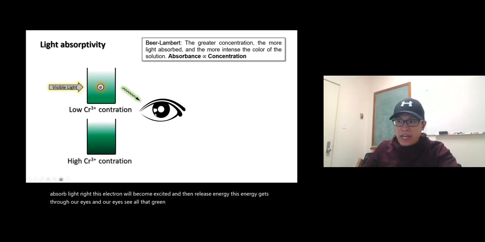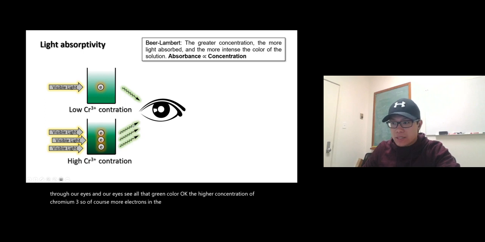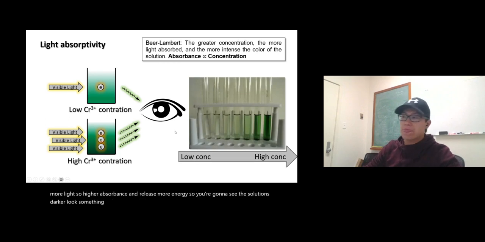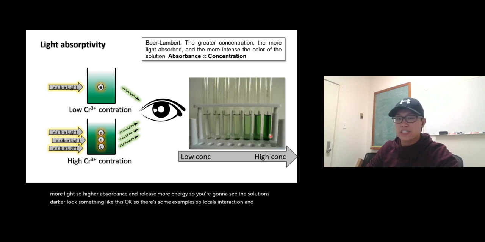Okay, the higher concentration of chromium 3, so of course more electrons in the solution can absorb more light, so higher absorbance, and release more energy. So you're going to see the solution is darker, looks something like this. Okay, so there's some examples. So low concentration and then high concentration, really intense green.